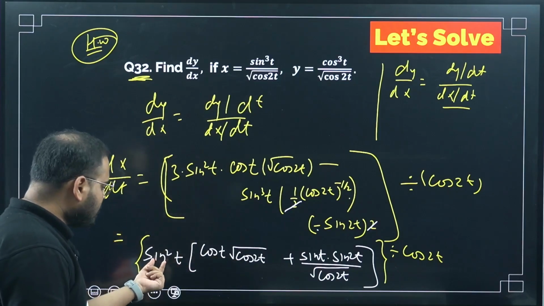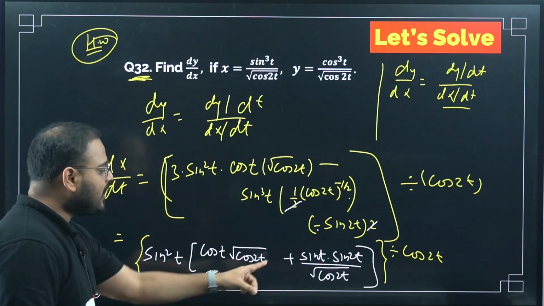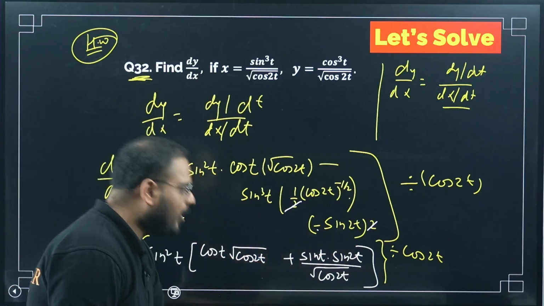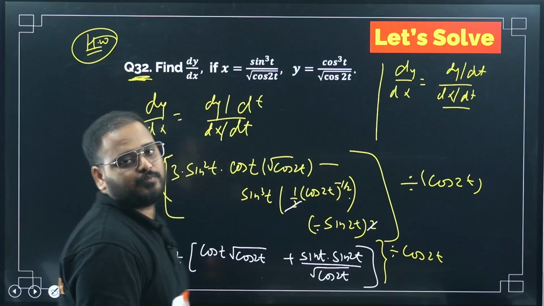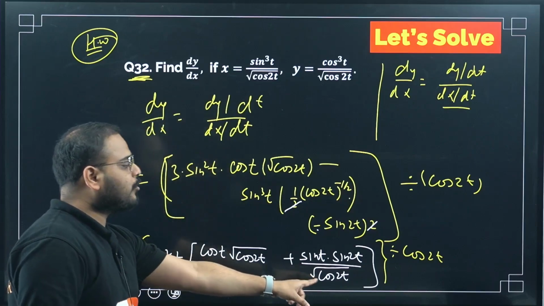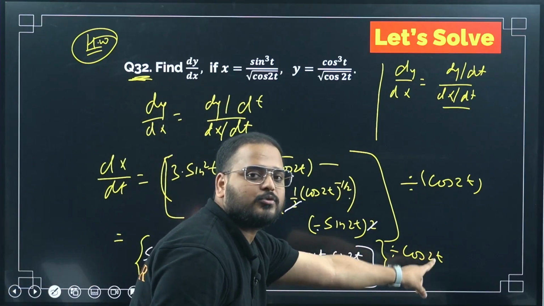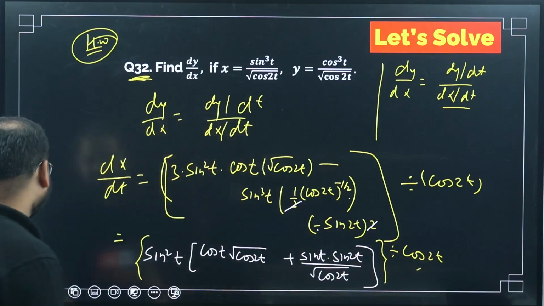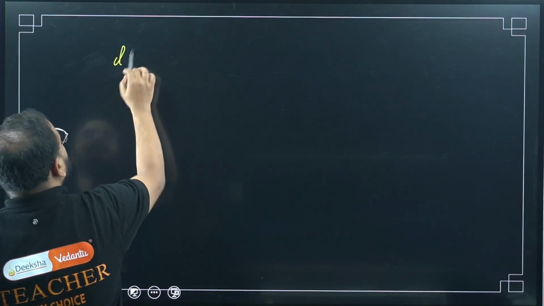Please listen to me. Sin square t cos 2t plus sin t sin 2t upon cos 2t to the power 3 by 2. Okay. How? Because this is 1 by 2, no? It will go in the denominator and become 1 plus 1 by 2, so 3 by 2. My final answer, if you want, I can give it to you here.